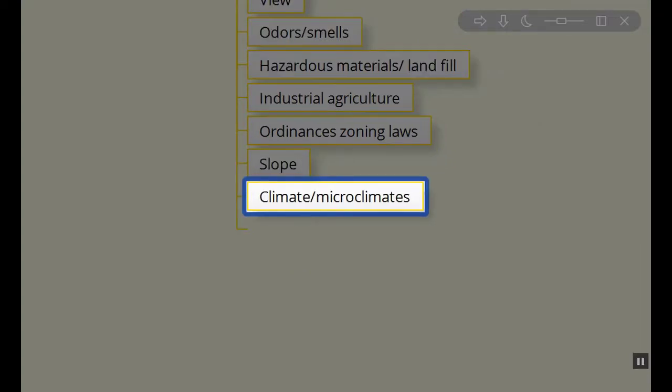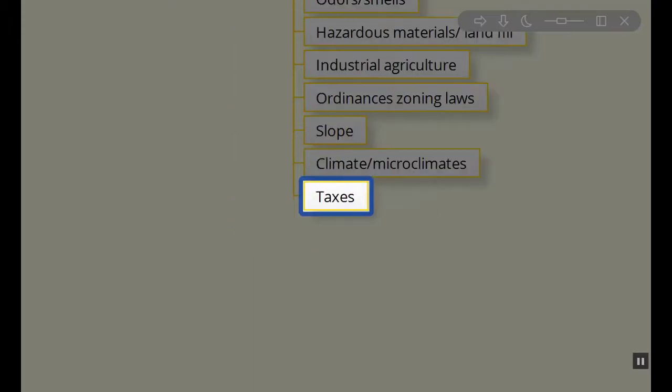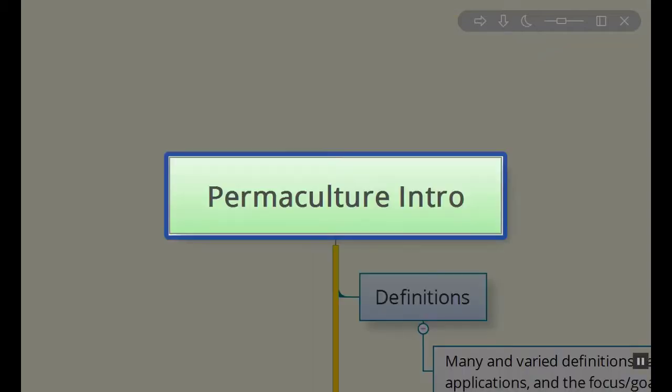We need to take into account the climates and the microclimates. Is there a hillside? Is that cold air going to rush down and get stopped? And is that going to affect an early frost or a late frost in the area that you wanted to grow plants in? Taxes. What's the tax base in your area? So I think that covers everything for this point. I hope this was helpful.